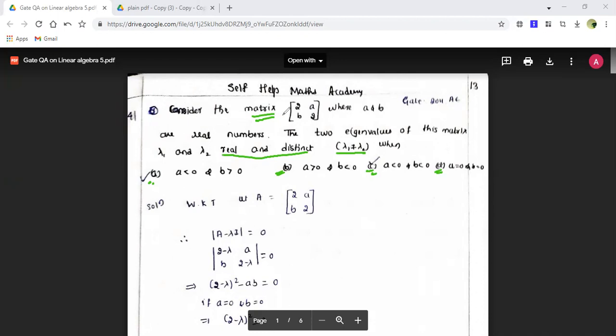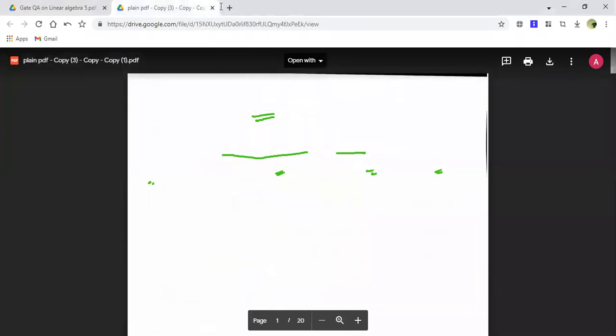They are given the matrix and a and b, and this is a question which was asked in 2011. This particular question is talking about two eigenvalues of the matrix, lambda 1 and lambda 2. They're real as well as distinct. So we have to find out for what values of a and b this condition holds. Let's begin with the problem.